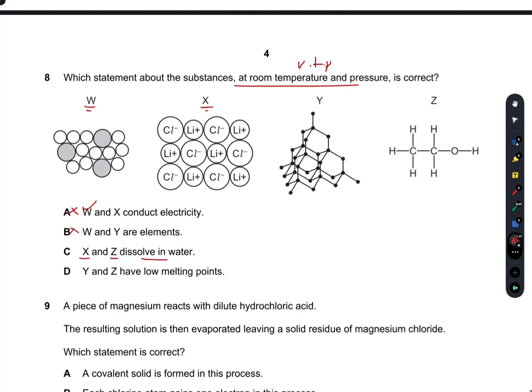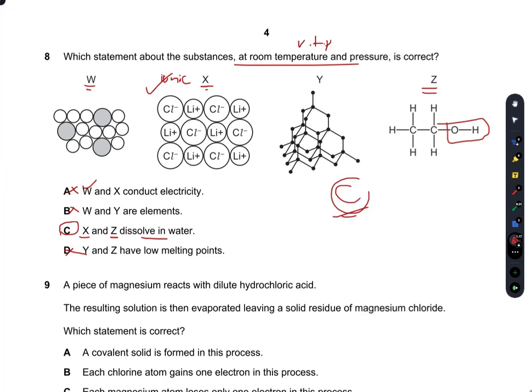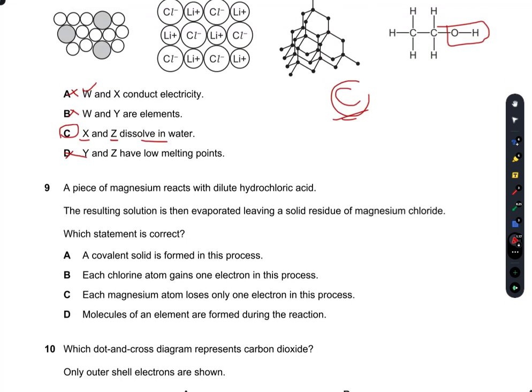X and Z dissolve in water. So X is an ionic compound, so it will definitely dissolve in water, whereas Z is ethanol with an OH functional group, so it can also dissolve in water. So yes, C is true. Y and Z have low melting points. No, Y has a rigid covalent structure, so it will have a high melting point. So D is also incorrect. C is your right option.